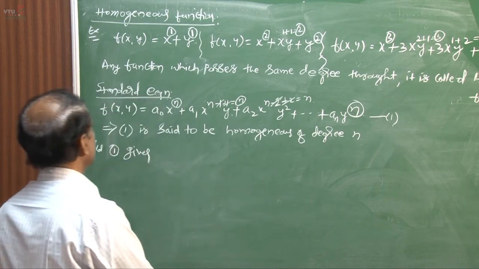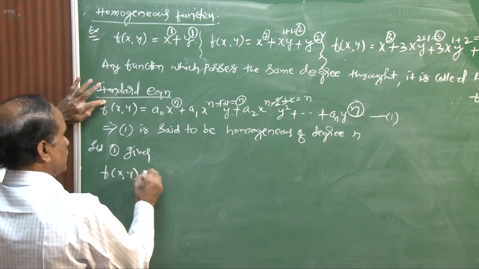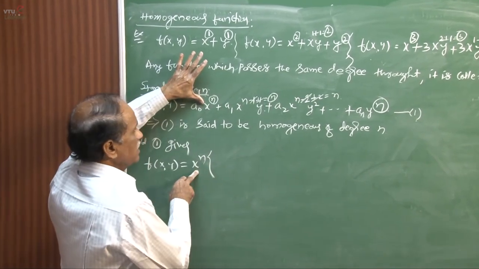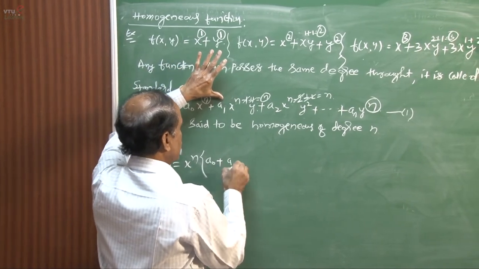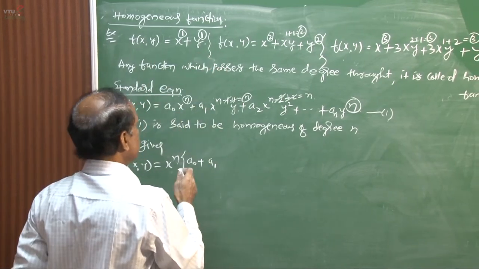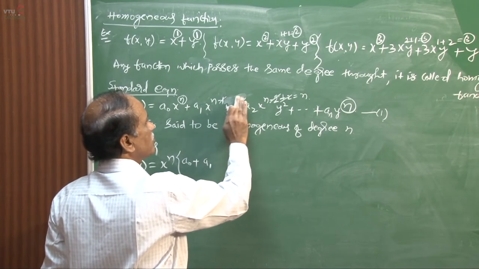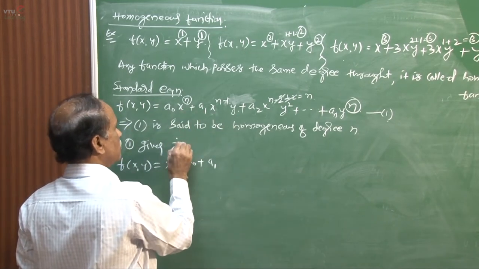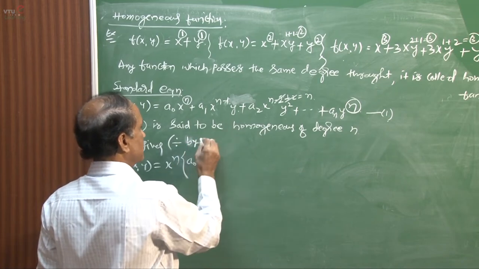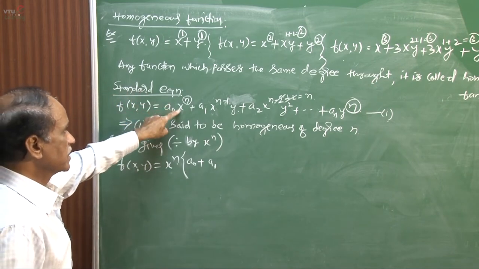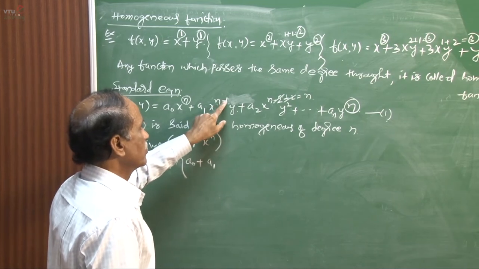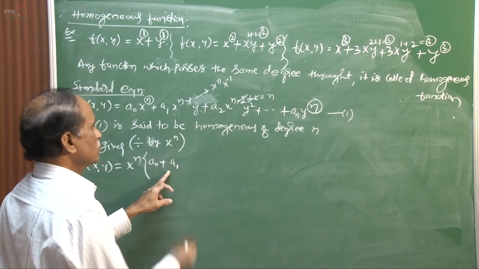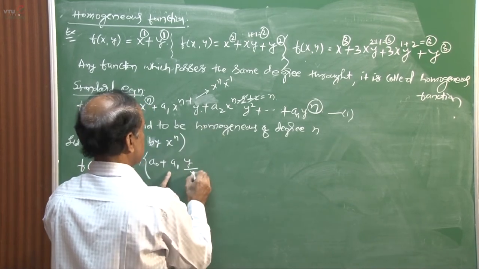Let one give here f of x comma y. If I take x to the power n outside, carefully observe, because this I will be using in the Euler's theorem. X to the power n I have written outside, a naught plus a1, x to the power n I have taken outside, that means dividing by x to the power n. Here it remains x to the power n minus 1 divided by x to the power n, because I am dividing every term by x to the power n. Dividing by x to the power n, here it cancels, you are getting a naught, and here x to the power n minus 1 can be written as x to the power n into x to the power minus 1. This minus 1 I will be taking to the denominator, that is y by x, right?